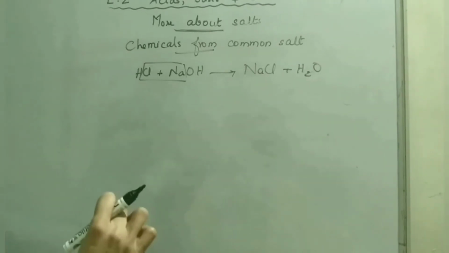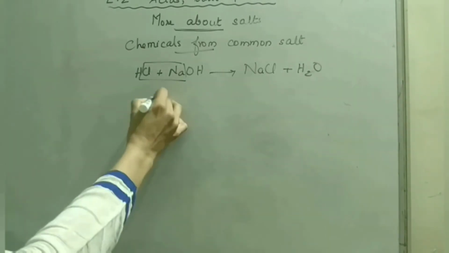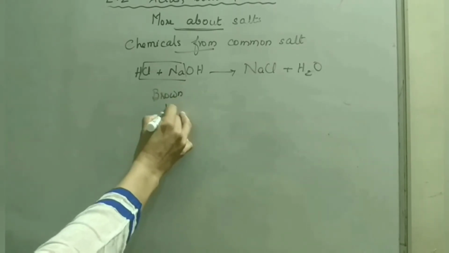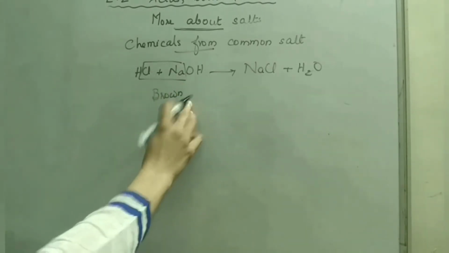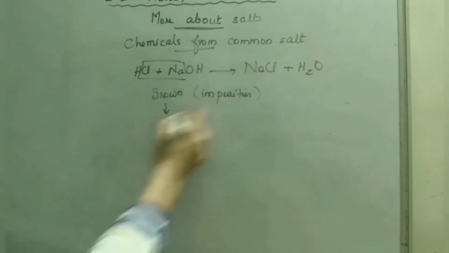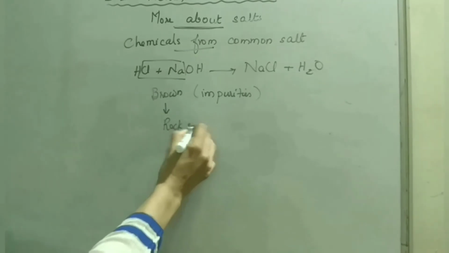These large crystals are brownish in color. What is the meaning of the brown color? That is impurities. So that type of salt is known as rock salt.